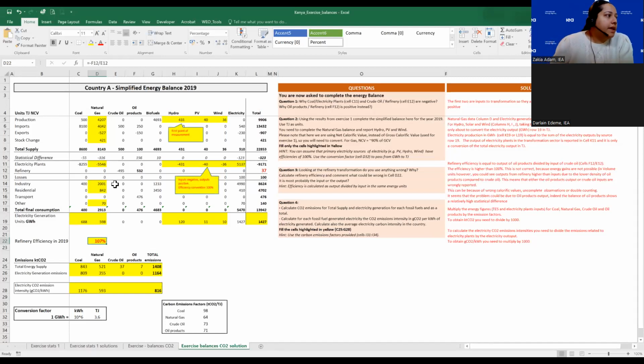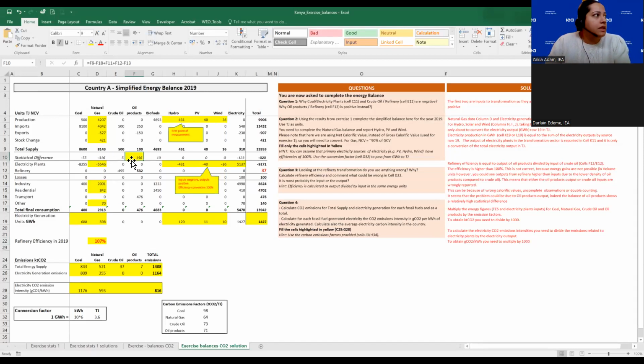But when we look again at the table, we see that it's most probably due to oil products, because you have this big statistical difference here, 156. This statistical difference is an indication of the quality of your data. So it means that there's something that's wrongly reported here.